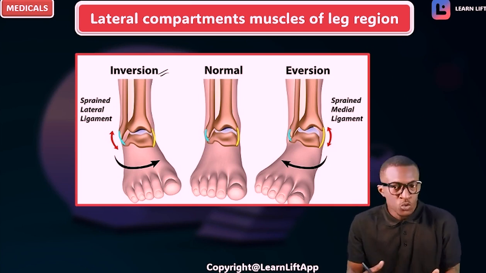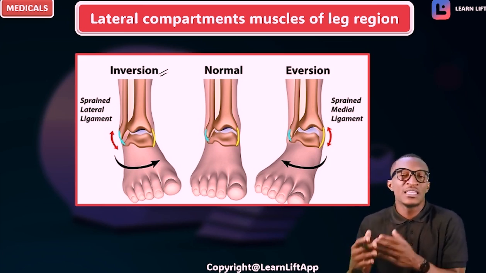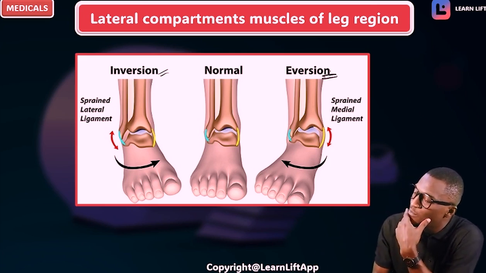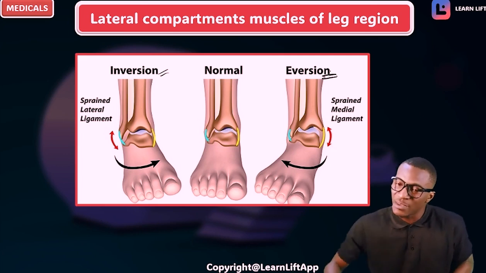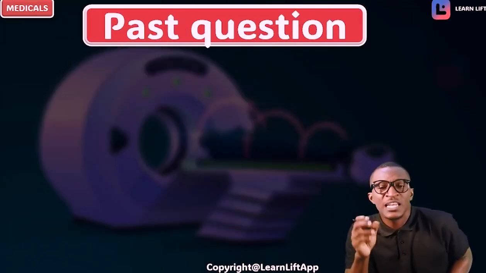Who does inversion? Who does what? Eversion. We said that eversion is done by the what? The lateral compartment. This one is done by the lateral compartment, where they have to move the foot laterally. That means away from the midline. Do you understand that? If you say you understand that, let's take one or two past questions.